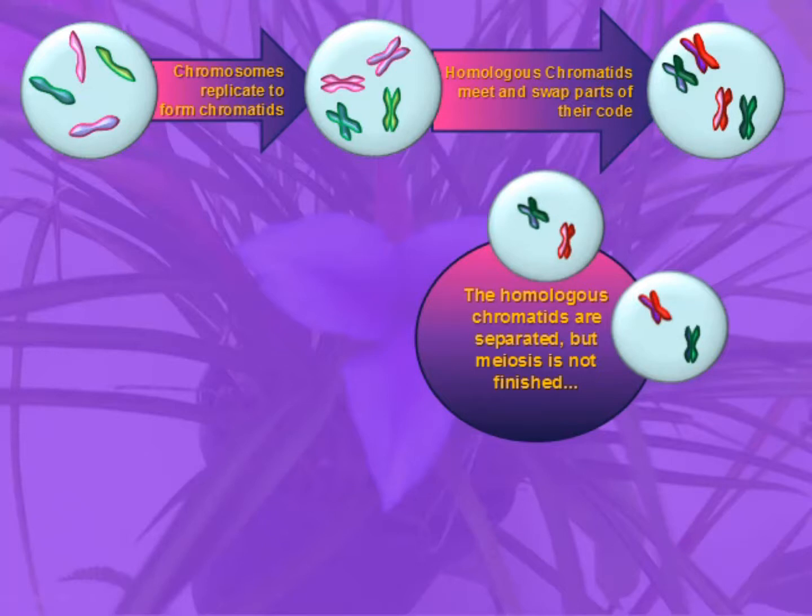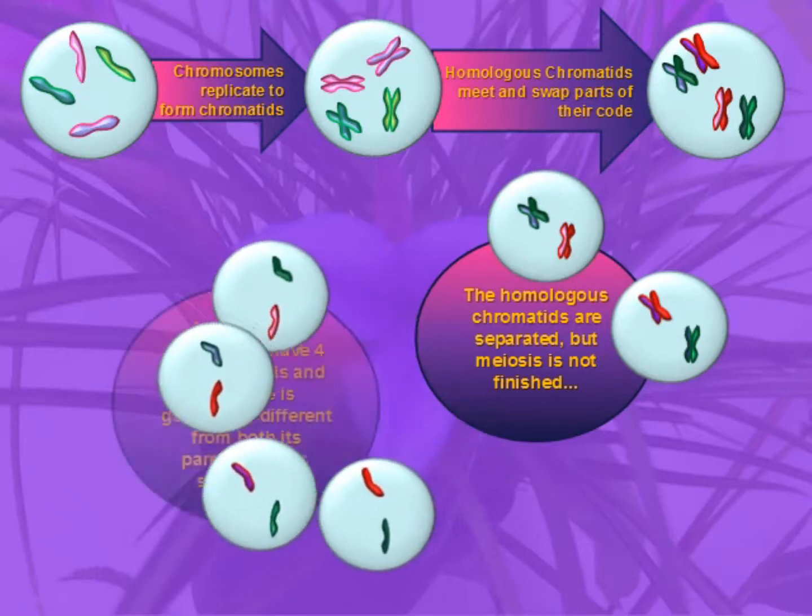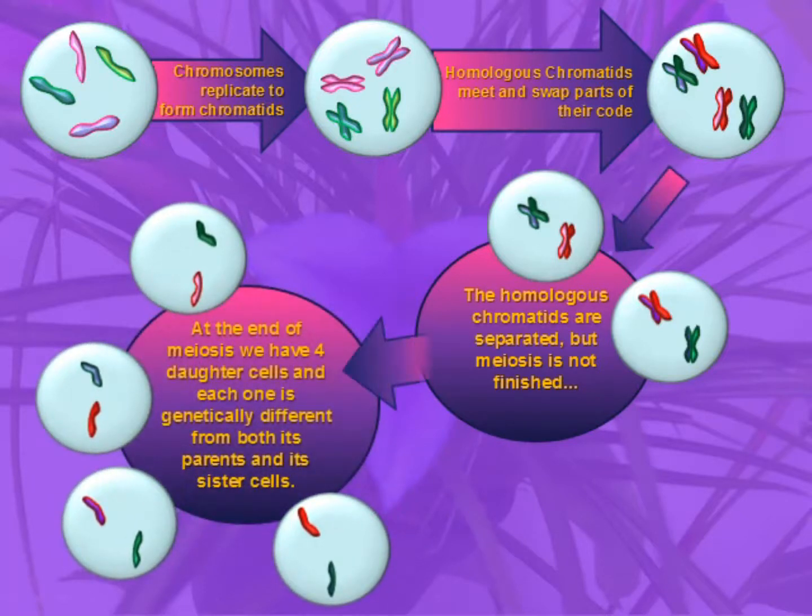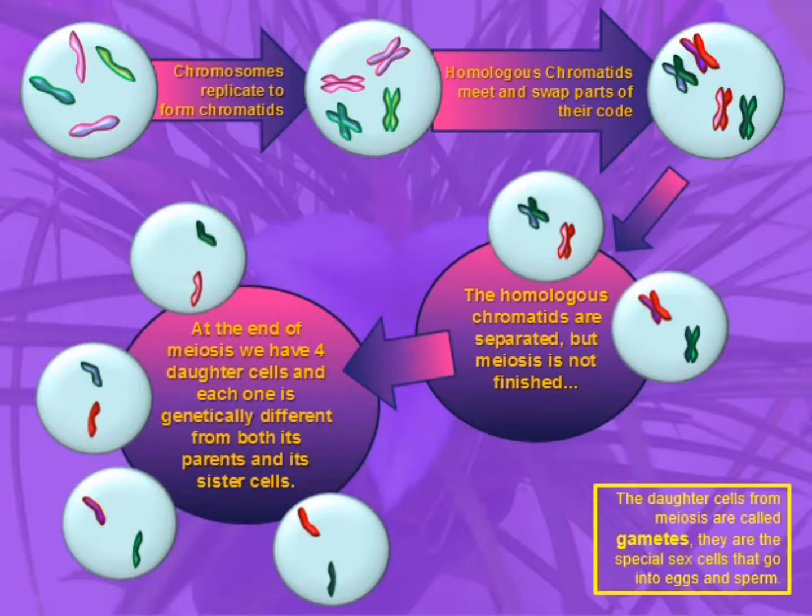So the next stage is that the chromatids line up in the center and have a mitotic division, and at that point we end up with 4 daughter cells. And if you look at the pairs of chromosomes we have shown in each cell, they are all different colors from each other. So the daughter cells that we get from meiosis are called gametes, which we mentioned before, and these are the special sex cells that go into eggs and sperm.